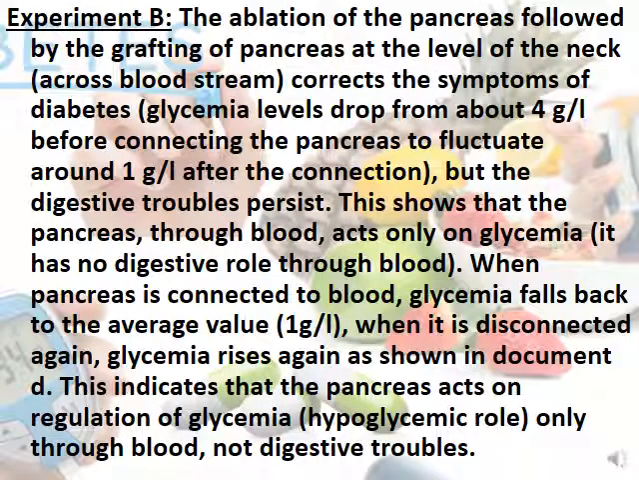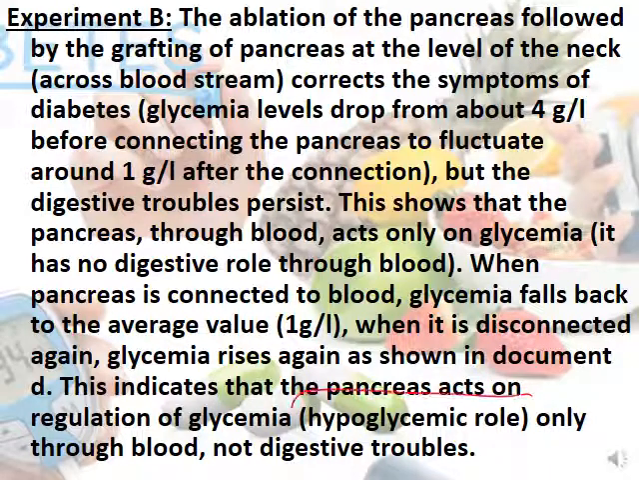In experiment B, the ablation of the pancreas followed by grafting of the pancreas at the level of the neck, connected through the bloodstream, corrects the symptoms of diabetes. Glycemia drops from about 4 gram before connecting to fluctuate around 1 gram per liter after the connection, but the digestive troubles persist. They show that the pancreas through the blood acts only on glycemia. It has no digestive role through the blood. When the pancreas is connected to the blood, glycemia falls back to the average value. When it's disconnected again, glycemia rises again, as shown in document D. So this means that the pancreas acts on the regulation of glycemia.